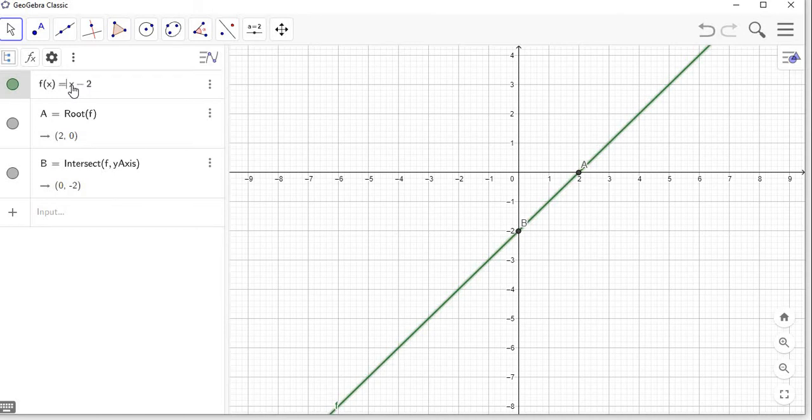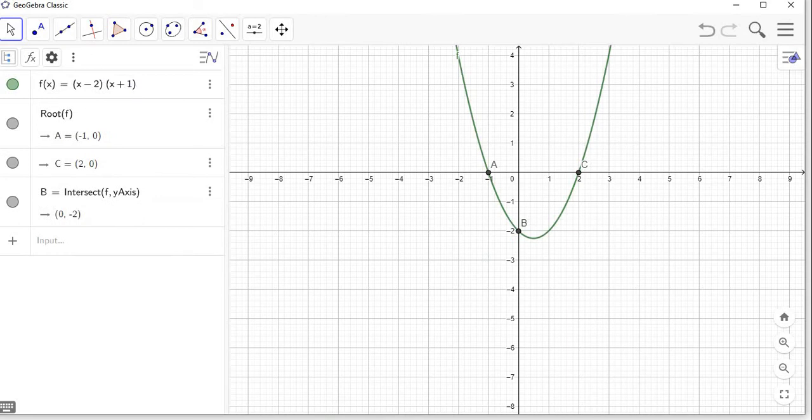So if we modify this function and make it a quadratic function, one where the highest power of x is x squared. So x minus 2 times x plus 1 is a quadratic function. When I press enter, it graphs that quadratic function here and it marks the important points. So A and C are where it cuts the x-axis. So the quadratic function x minus 2 times x plus 1 cuts the x-axis at the points minus 1 and 2.